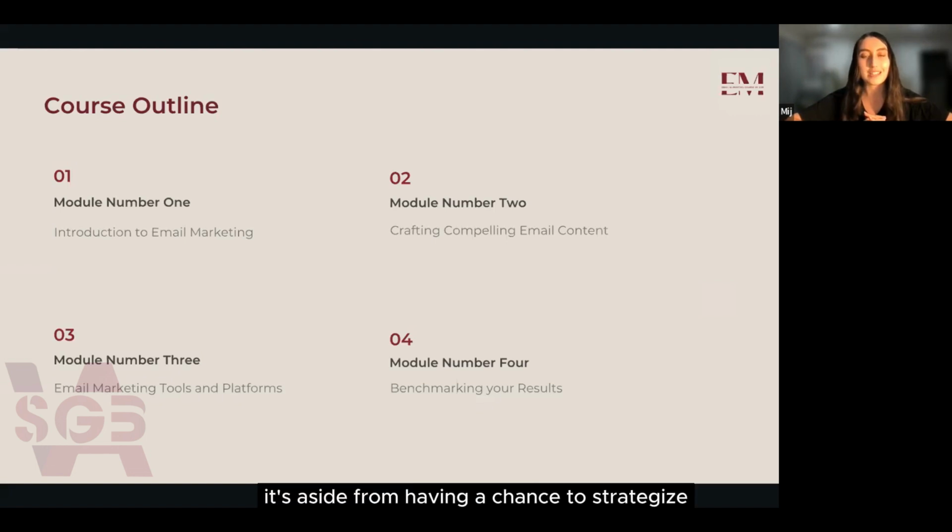As you know, aside from having a chance to strategize email marketing, aside from having a chance to craft compelling email content, it's also very important to be able to improve your results. It's also to be able to benchmark your results. It's also very important to track your KPIs to see what strategies are working, what's not working, because your main goal is to drive sales.